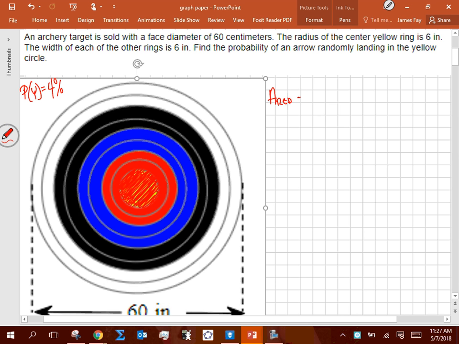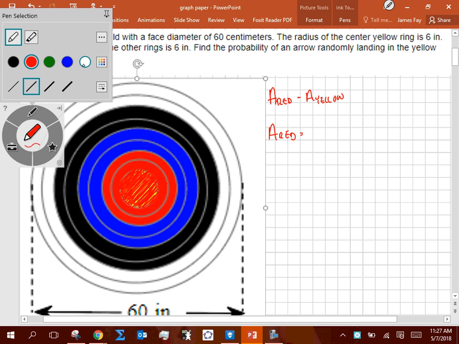So I'm going to try to figure out what that area is. Well, the area of the red would be what we said this was. They said that this radius here was 6, right? And then the width of that ring was 6. So what is that total distance? 12. Okay, so we'd be going 144 pi as the area of the red, right? We said the area of the yellow was 36 pi, correct?